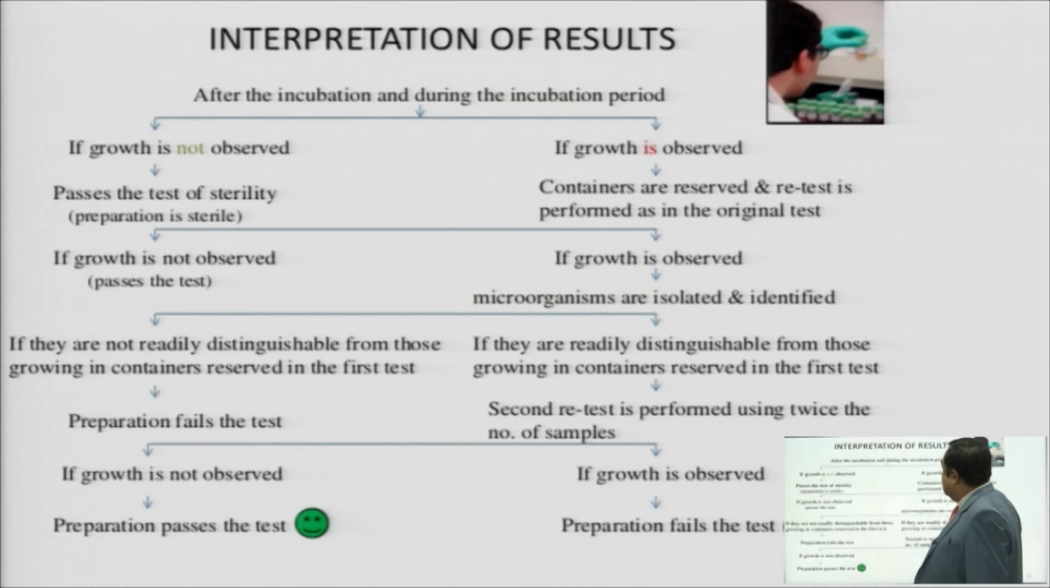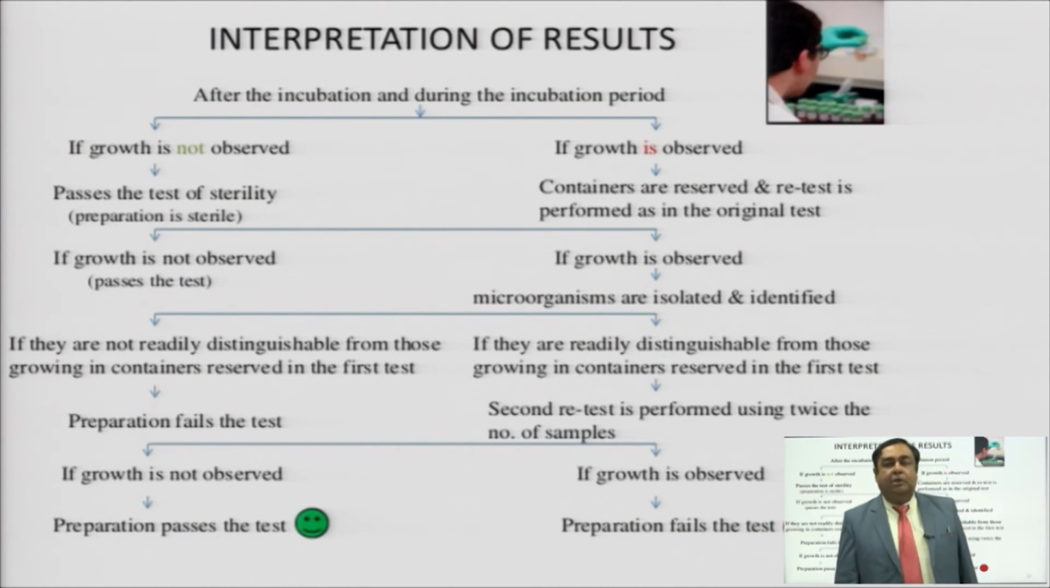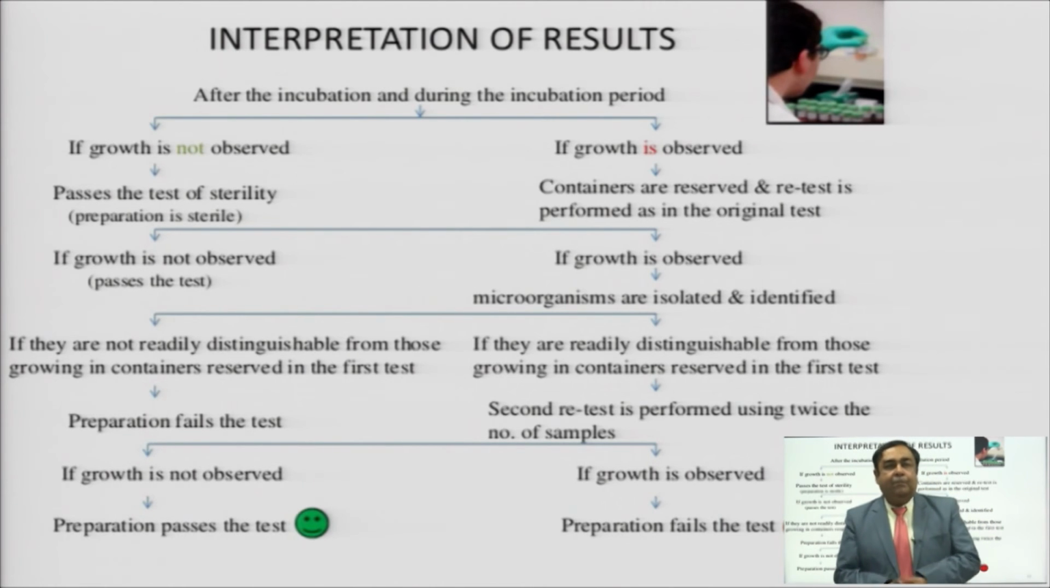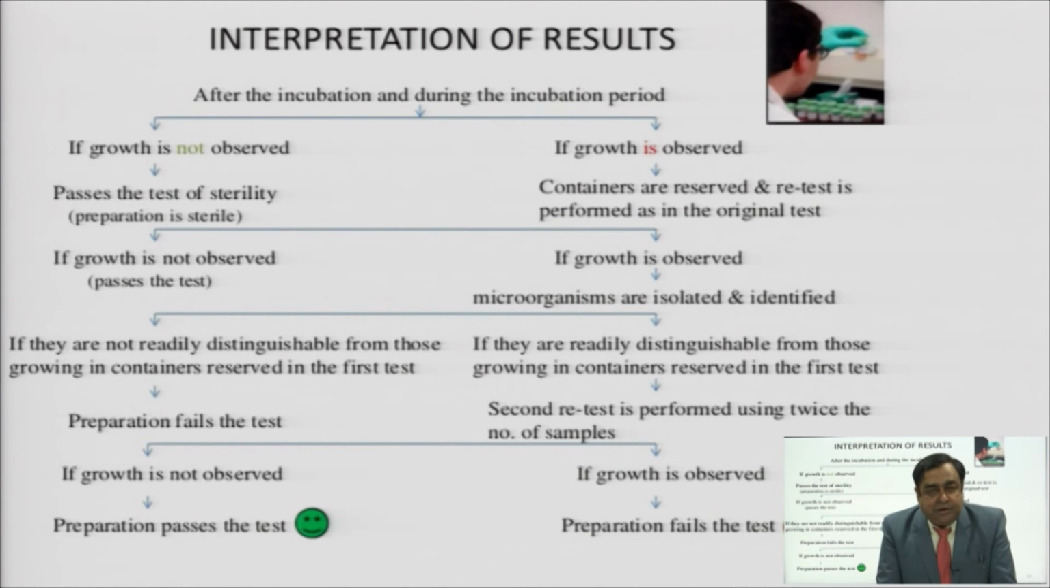Now, let us move on to the interpretation of the results. After putting it in the media, if there is no growth, it means the batch has passed the sterility test. If there is growth, you cannot reject. You have to do a retest and see whether there is microbial growth or not. If there is no microbial growth on retest, the batch passes the sterility test.